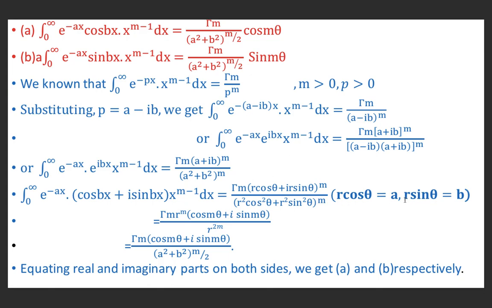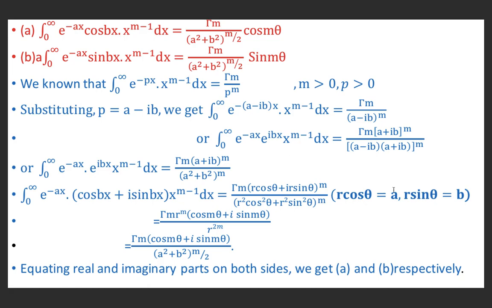If we substitute a equal to r cos theta and b equal to r sin theta, and if we square and add, we will get r square cos square theta plus r square sin square theta equal to a square plus b square. And cos square theta plus sin square theta is 1. So r square equal to a square plus b square. It means r equal to under root a square plus b square, and tangent theta equal to b upon a. Theta is tangent inverse b upon a. So r is under root a square plus b square, and theta is tangent inverse b upon a.